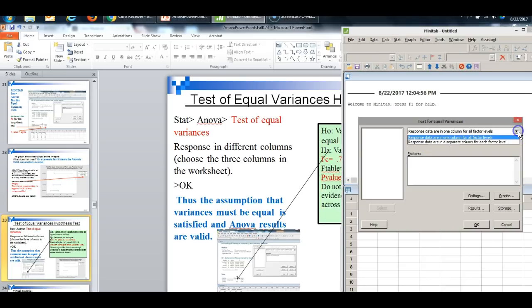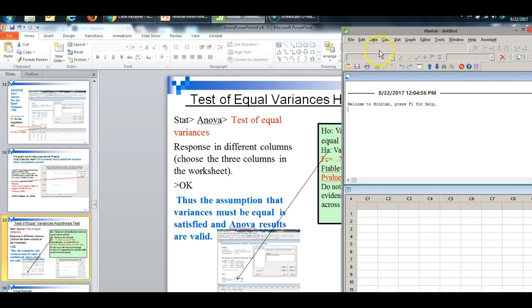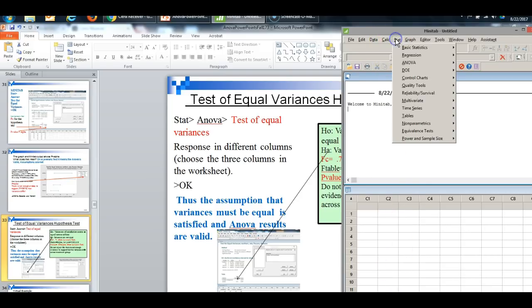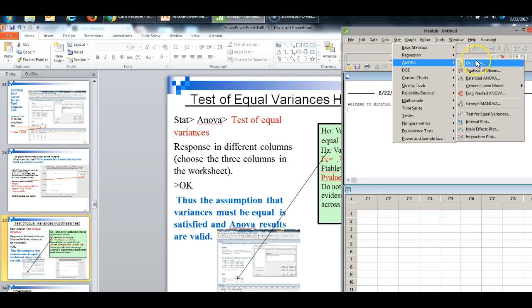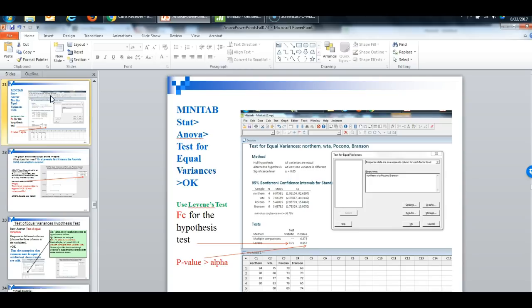And then basically you're going to do the same thing. Response data are in separate columns, and then you put in the response variables, and then you say OK. So everybody get that? In order to do the test for equal variances, we're going to put those data in here. And then we'll go to Stat, ANOVA. Instead of one way, we're going to go right down here to Test for Equal Variances. Good? All right. So what we're going to get when we do the Stat, ANOVA, Test for Equal Variances is we're going to call up these data here.